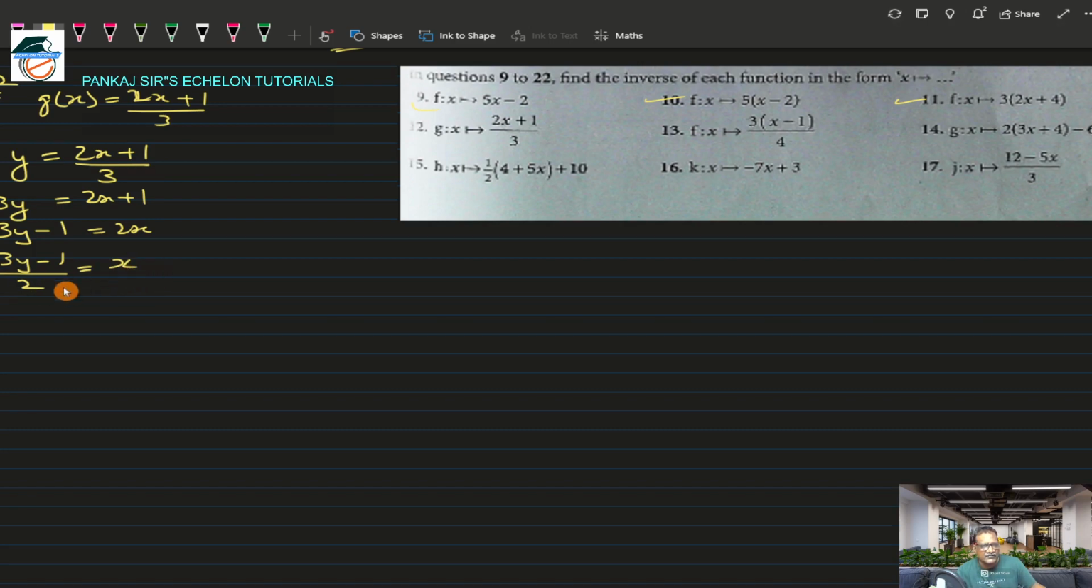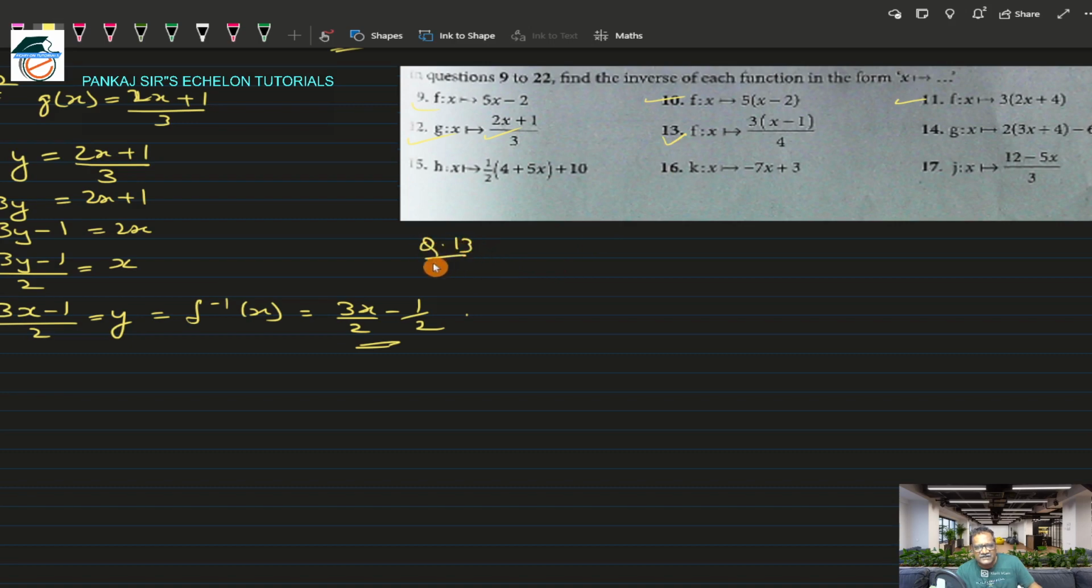Okay. Now you have to swap x and y. So this will become 3x minus 1 upon 2 equal to y. This y is nothing but your f inverse of x. If you want, you can split this again and write it as 3x upon 2 minus 1 by 2. This should be your answer. Okay. That was question number 12. So that is also done. Fine. Let us go for 13.